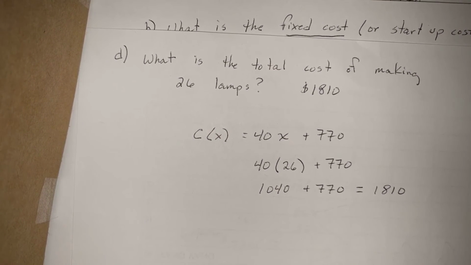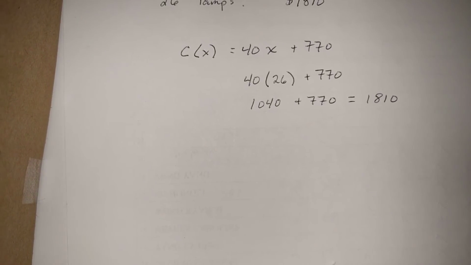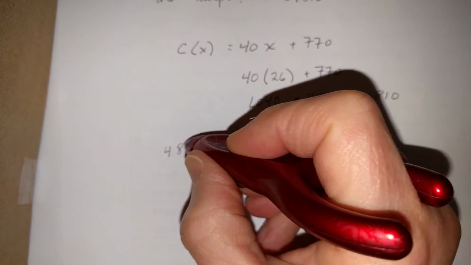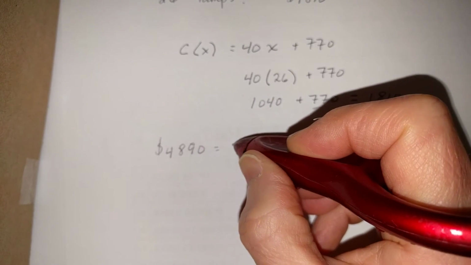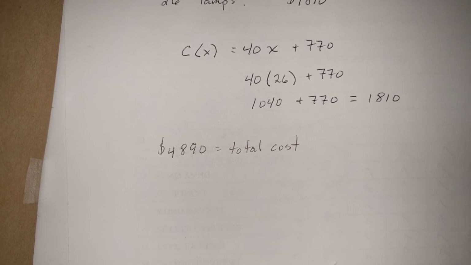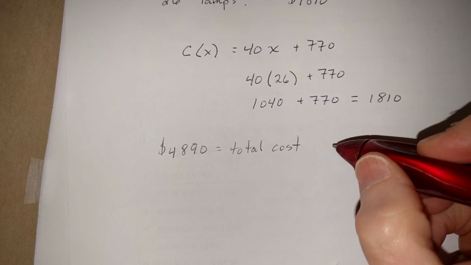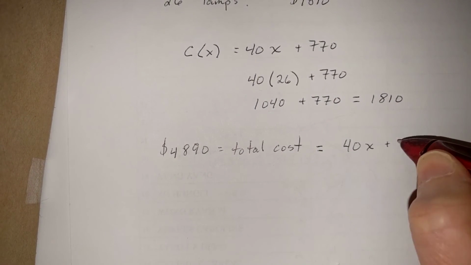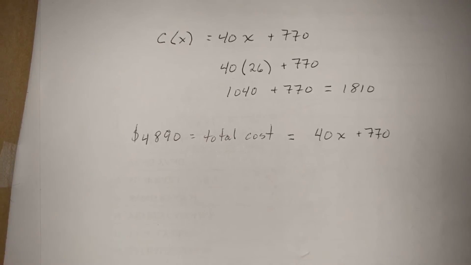And finally, it asks if your total cost is $4,890, $4,890 equals total cost, how many lamps did you make? Well, total cost is my C. How many lamps did I make? I'm going to use my equation, C.